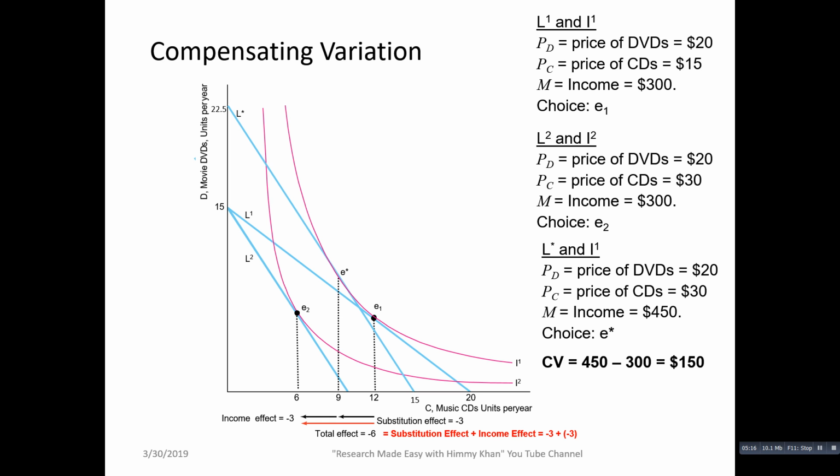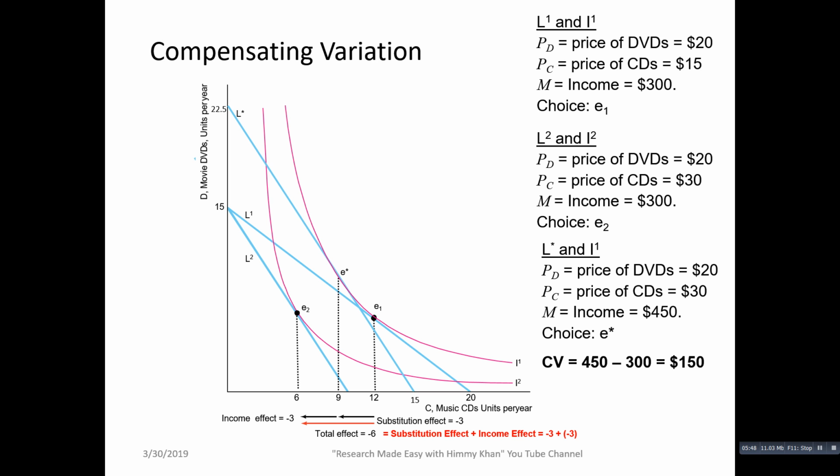Now we will have to shift the budget line from L2 in such a way that the new fictitious budget line is parallel to the L2 budget line, but it is tangent to the original indifference curve. And now the consumer choice is E star, and here the consumer is now consuming 9 units.